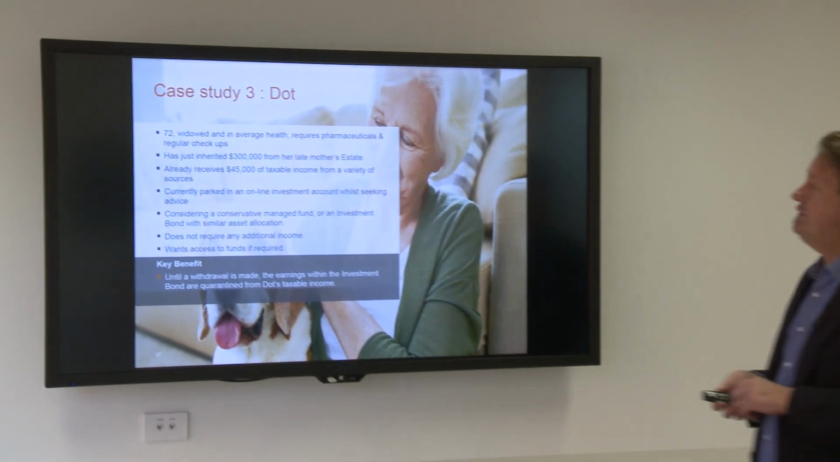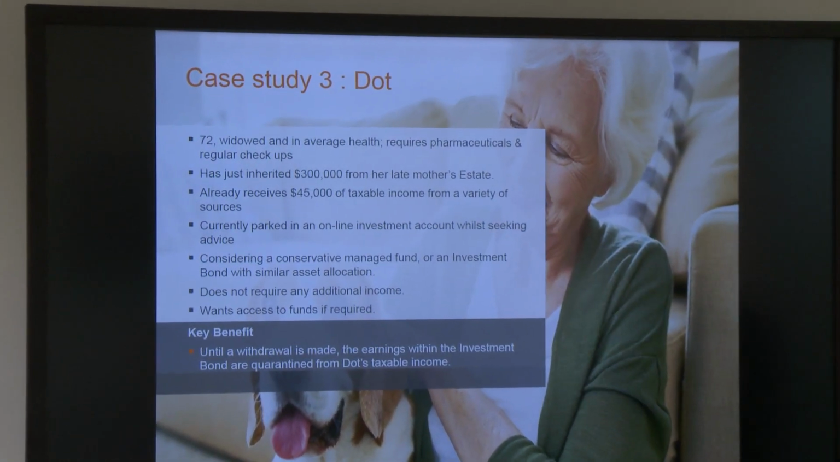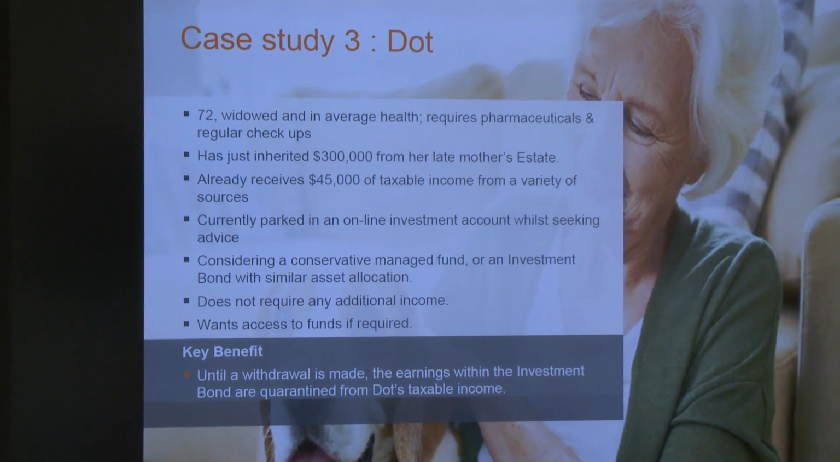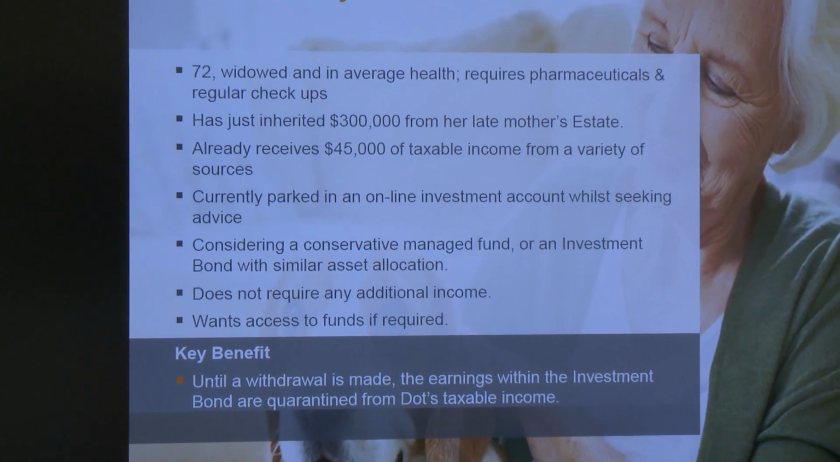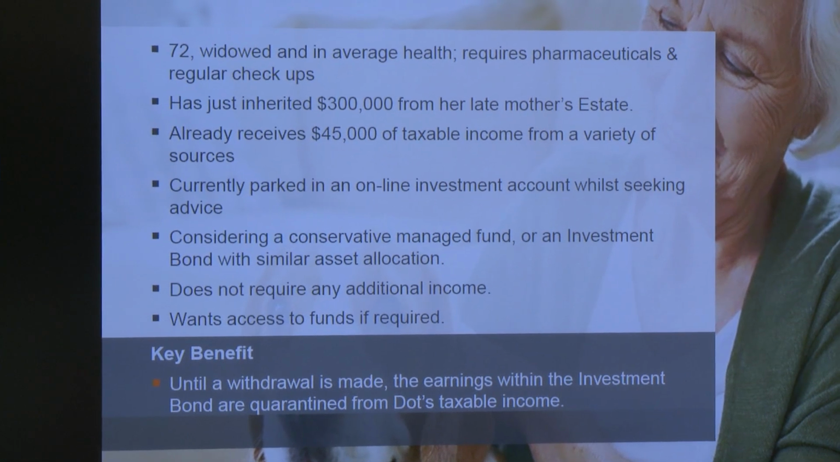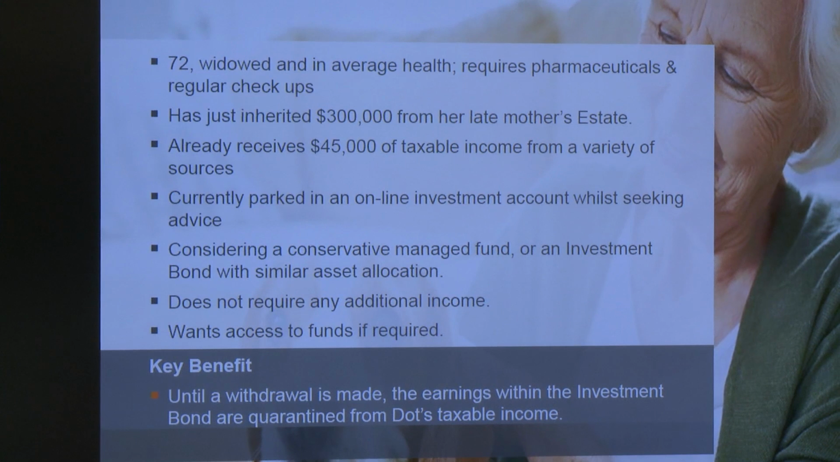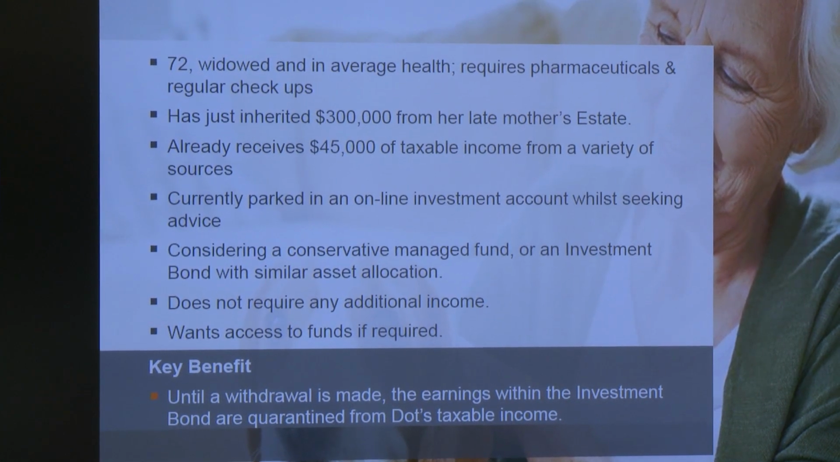So we've got Dot, a 72-year-old widow. She just inherited $300,000 from her late mother's estate. She's already getting $45,000 in taxable income from a variety of sources. That could be from investments, it could be from pension payments, that type of thing. She currently has her money sitting in an online account, looking for advice.